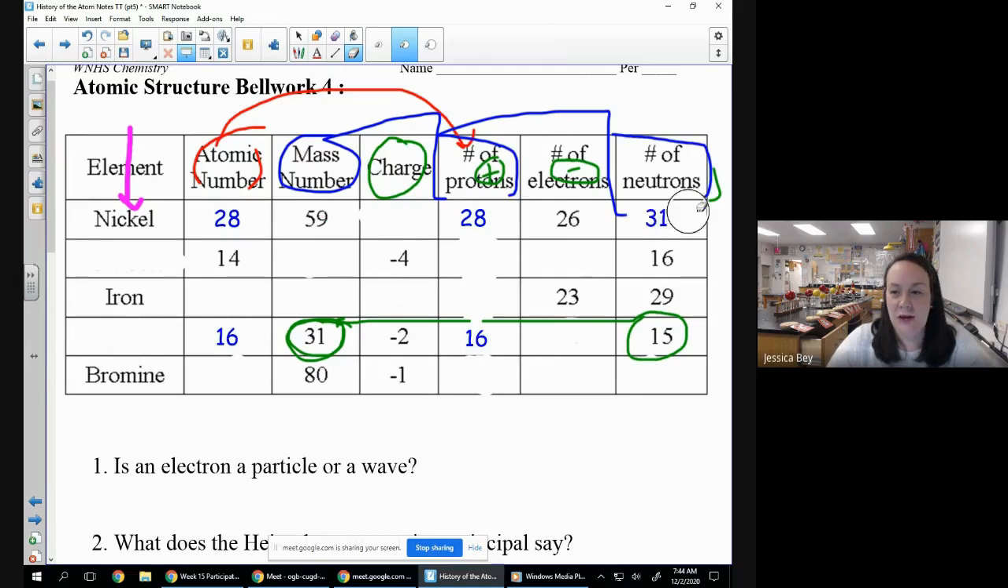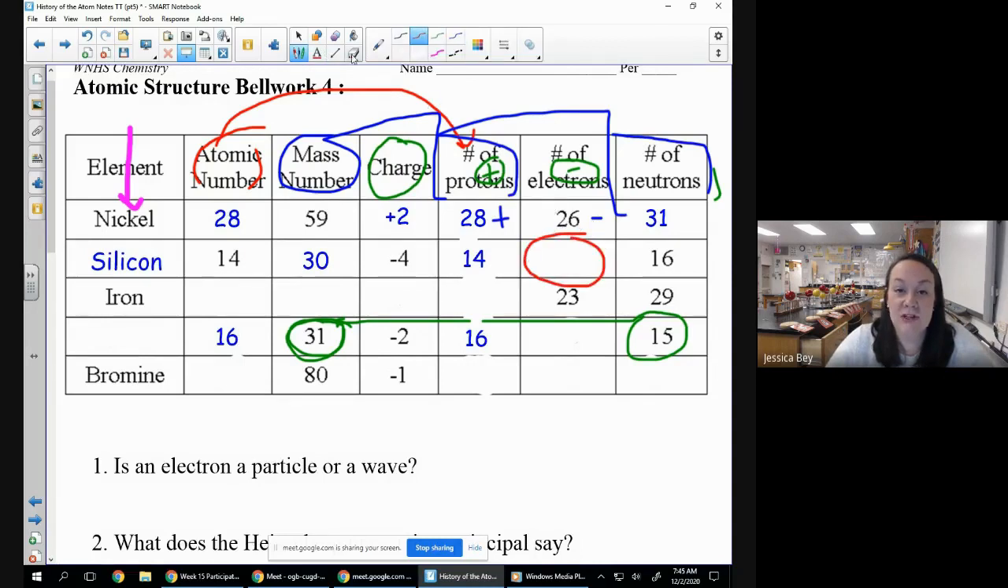59 minus 28 gave me 31 neutrons. And then the charge, again, is sometimes the hardest part for some people. Plus 28 minus 26 leaves me with a +2 charge. 14 tells me that that is silicon. And then I see I have 60 neutrons and 14 protons, so I know the mass is 74. And if I want a -4 charge, that means I need 4 extra negative electrons. So what is 4 more than 14? That would be 18. So minus 18 plus 14 leaves me with a -4 charge. I have 4 extra negatives, if you will.